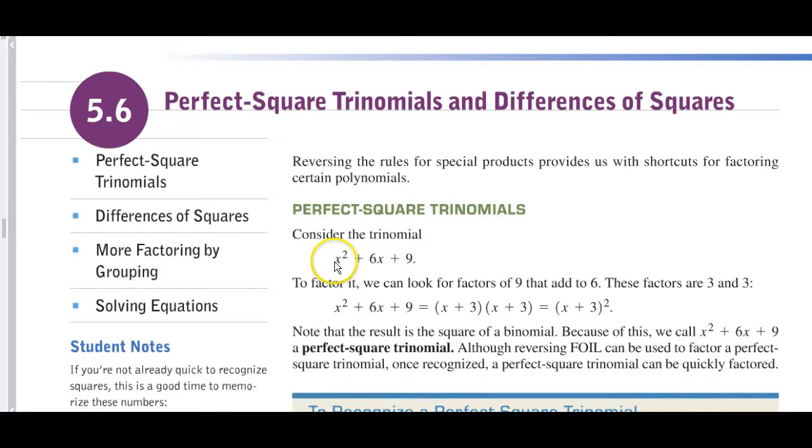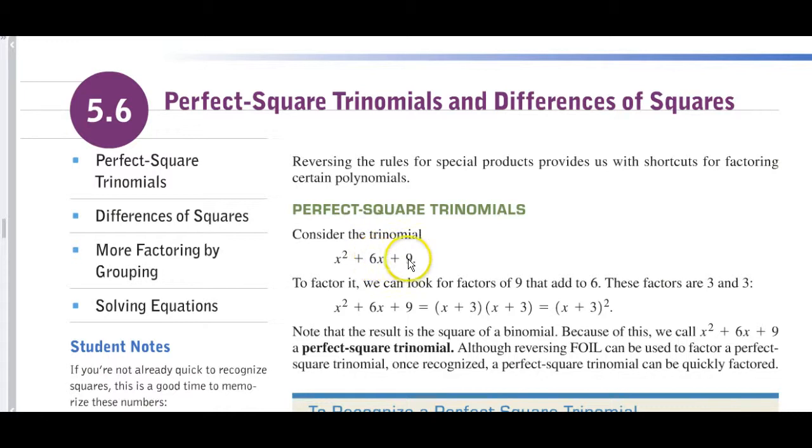Now, is this, for instance, a perfect square trinomial? Well, there are some things to look at. Is the first term a perfect square? Yes. Is the last term a perfect square? Yes. And both the first and third terms are positive. Now, the middle term could be either negative or positive and still be a perfect square trinomial.